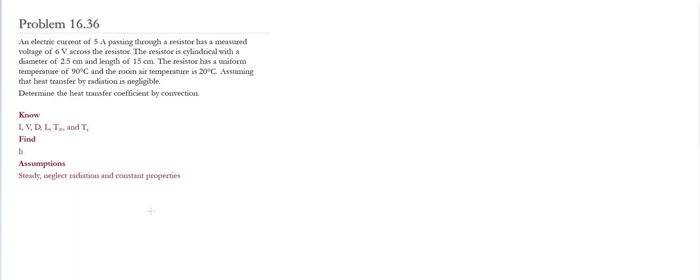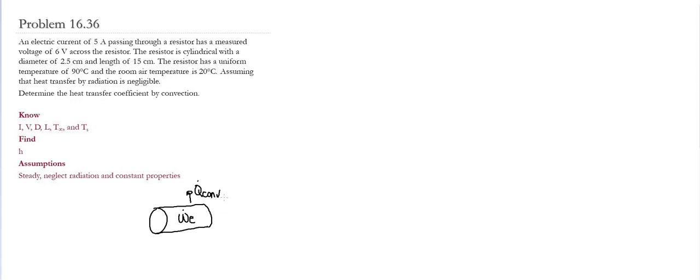So let's start by simply drawing the resistor. It says that it's cylindrical, so we're simply going to have a simple cylinder. Inside of here there is going to be a certain amount of electrical current, which is going to create a voltage, which is going to create an electrical power. This electrical power is going to be dissipated using, in this case, only convection. So the amount that we're going to lose is going to be by convection only.